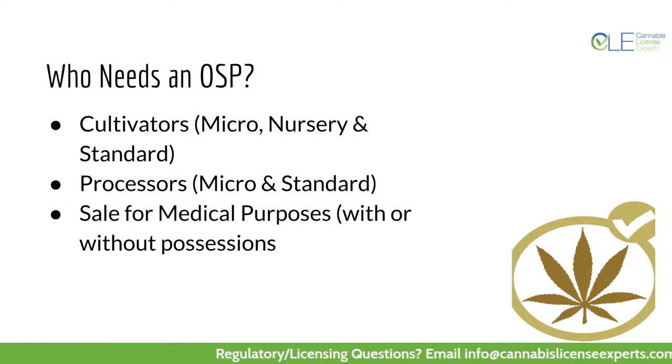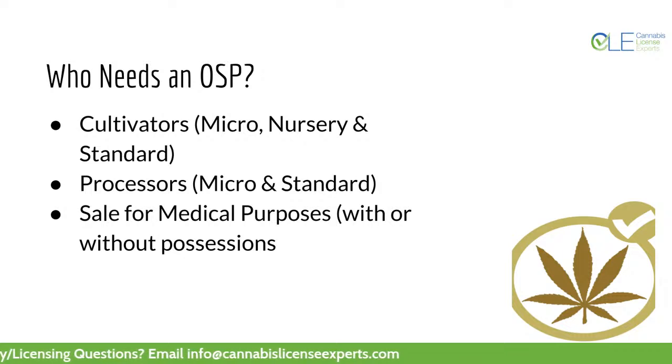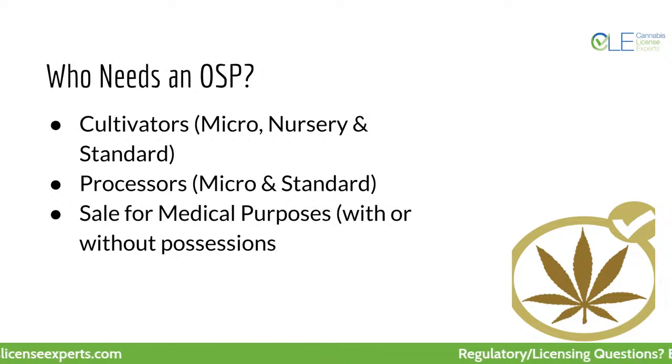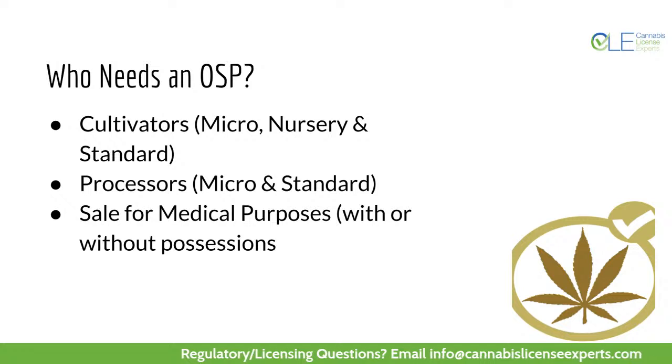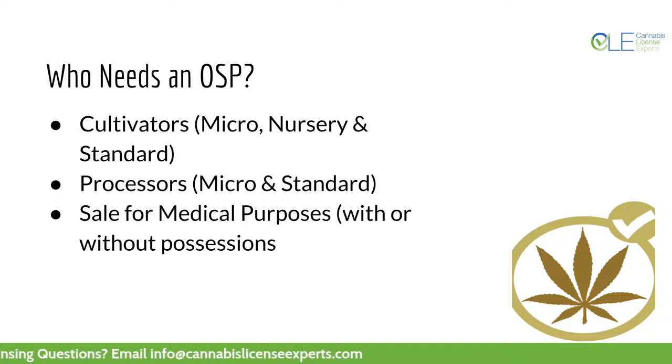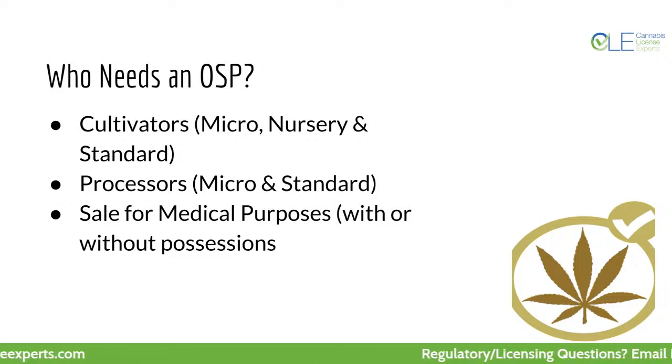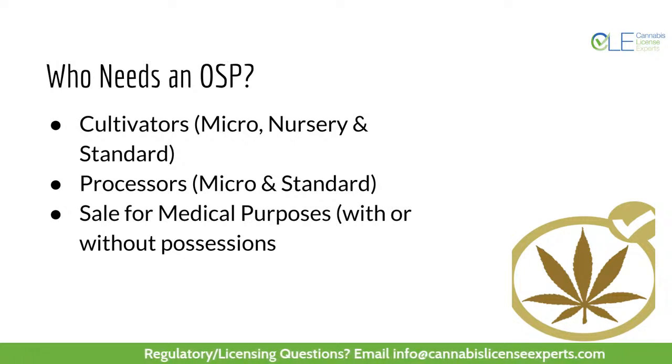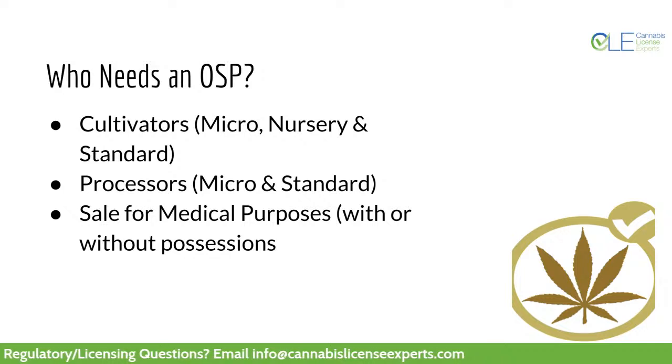Okay, so we'll get started with who needs an operational security plan. For the purposes of today's presentation, we are going to be considering cultivators at micro, nursery, and touched lightly on standard, but as the majority of the people who've communicated with me are at a micro level, we will be focusing more on the requirements for micros. Processors at both micro and standard levels will also need an organizational security plan, as well as anyone applying for sale for medical purposes, whether that is with or without possession.